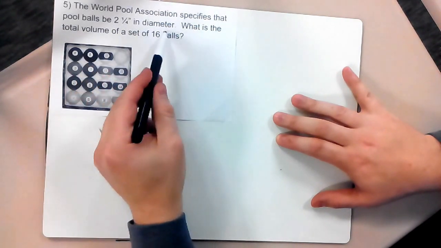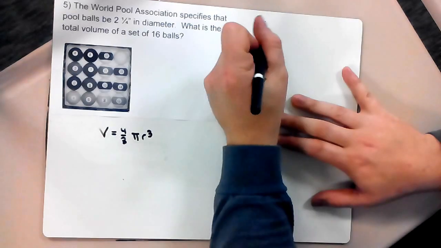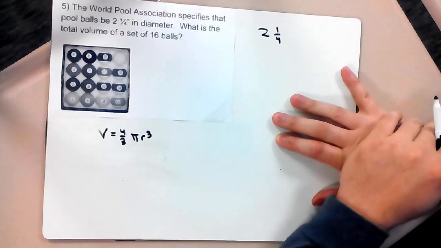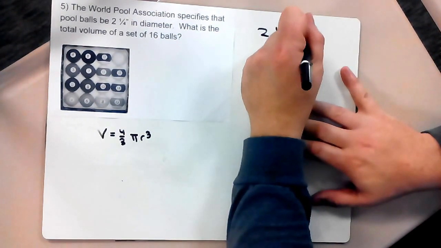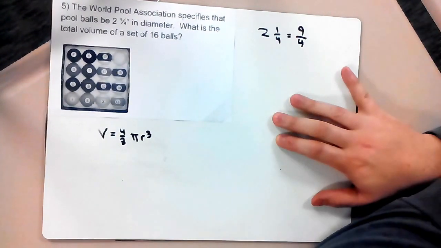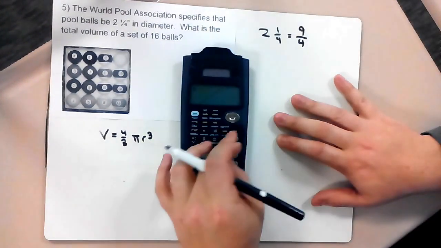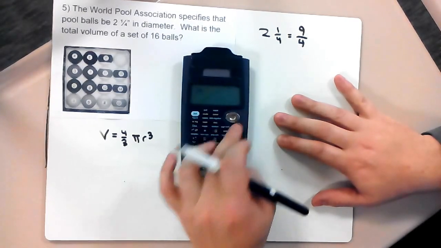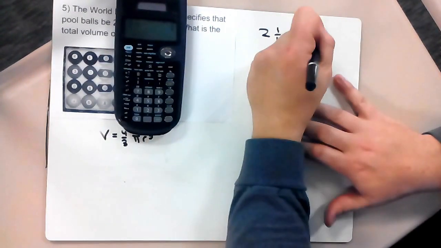The diameter is 2¼ inches. If I convert that to an improper fraction, that becomes 9/4. If I divide that by 2, so 9/4 divided by 2, that's going to give me 9/8.